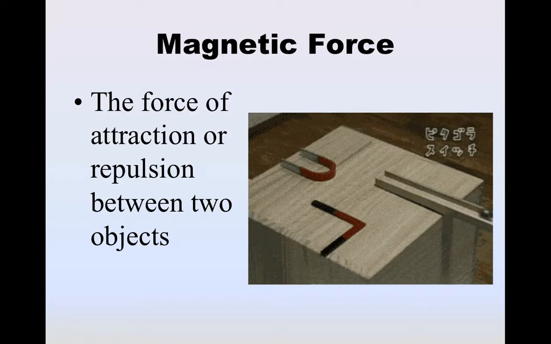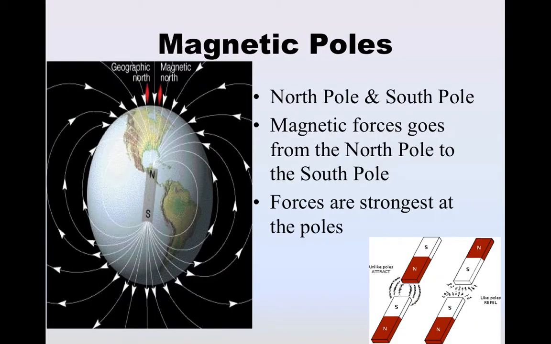A magnetic force is that force of attraction or repulsion between two objects. So two objects are either going to come together, be attracted, or there's this force that's going to allow them to push farther apart so that they are not attracting. Okay, so let's look more specifically at a magnet. A magnet has particular properties.